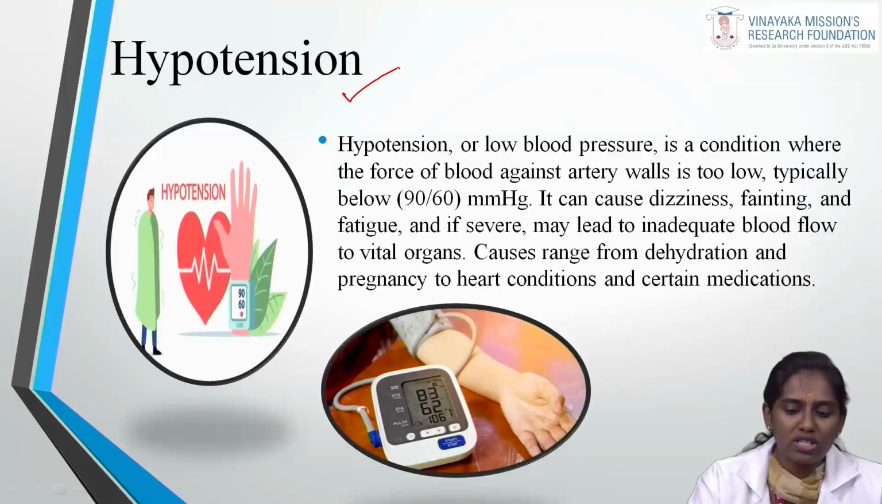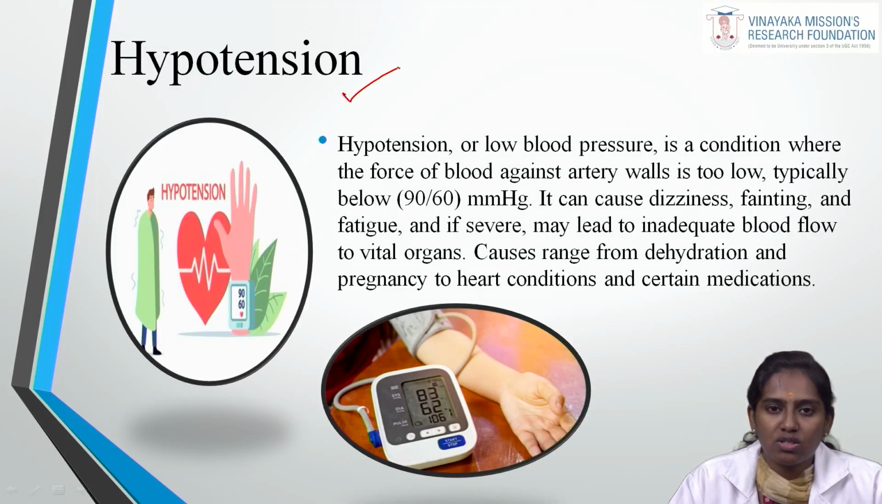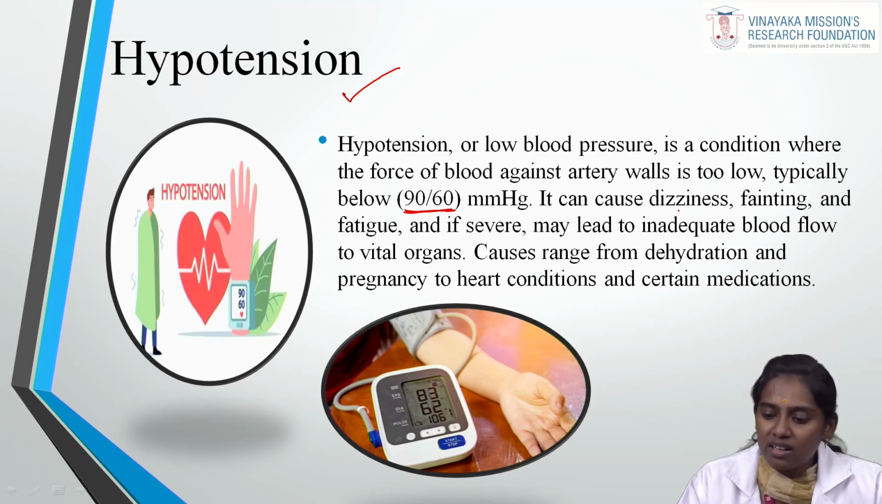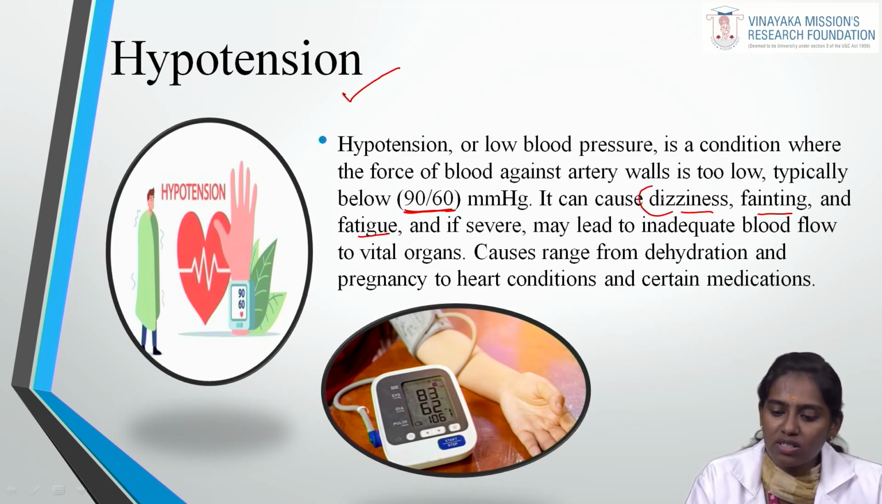Next we will see about hypotension. A fall in BP below the normal range is called hypotension. Your normal level is 120 by 80. When you are plus 10 or minus 10 of that, it's okay, but when you get below that, it is called hypotension. Hypotension, or low blood pressure, is a condition where the force of blood against the artery walls is too low, typically below 90/60 millimeters of mercury. When you get below 90/60, it is called hypotension. It may cause dizziness, fainting and fatigue. These are the major symptoms you will get.